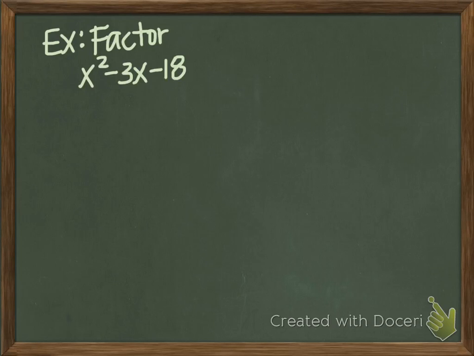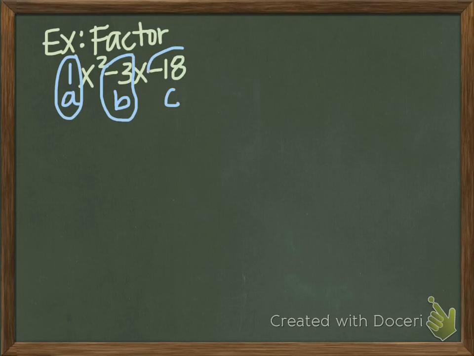Step 2, identify the A, B, and the C. The A is in front of your x squared term. So in this case, it would be 1. There's my A. My B is the number in front of x. In this case, it would be -3. And then the C is the constant at the end, so it's -18. Step 3, you're going to set up your X.